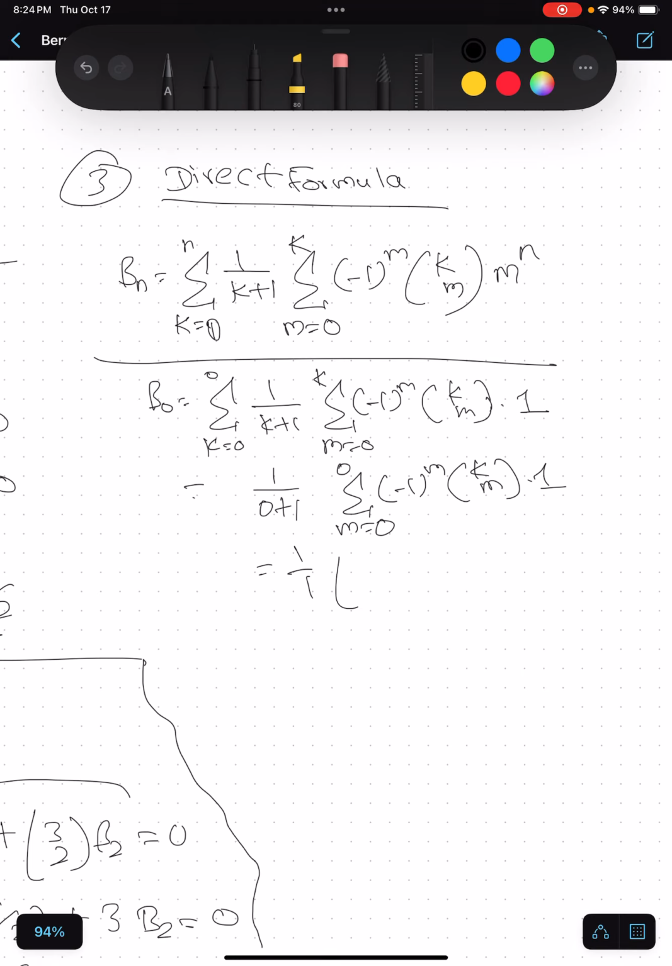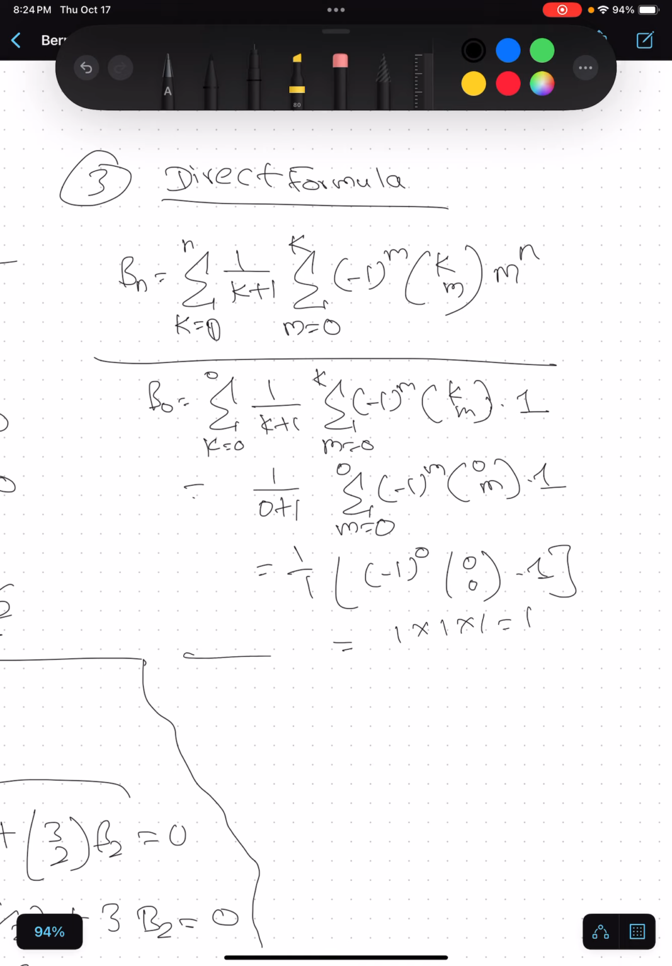Again, for m equals 0, minus 1 to the power 0, 0 choose 0 is 1, right? I forgot to write that over here. I should have written it earlier. Okay, 0 to the power 0 times 1. We know that 0 to the power 0 is just 1. So this is 1 times 1 times 1, which is 1, right?